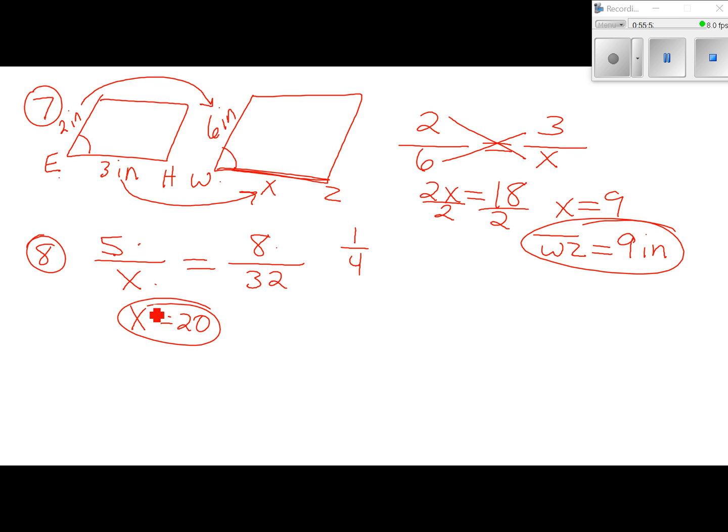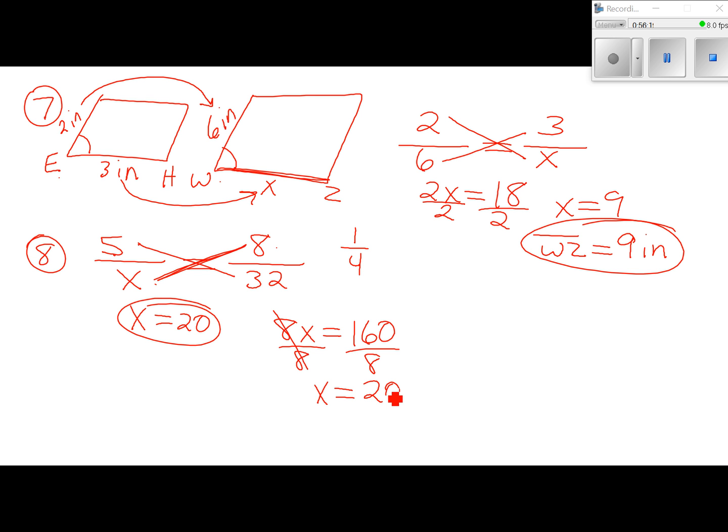If that confused you, then cross multiply. If I cross multiply this way, I get 8X. I cross multiply this way, grab your calculator and you do 5 times 32. Get 160. Divide both sides by 8. You end up with X equals, 8 will go into 160 20 times.